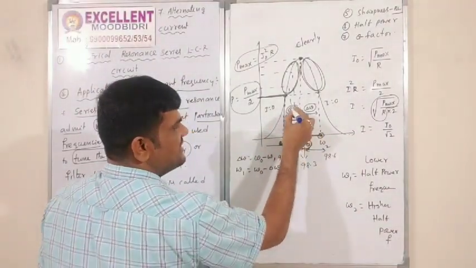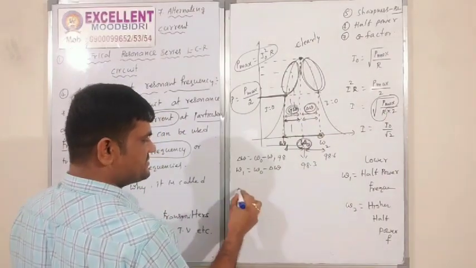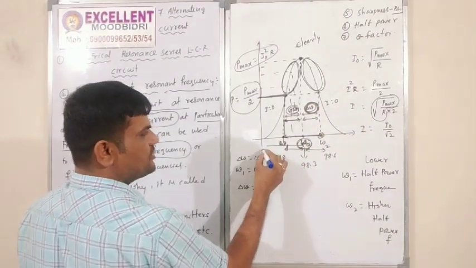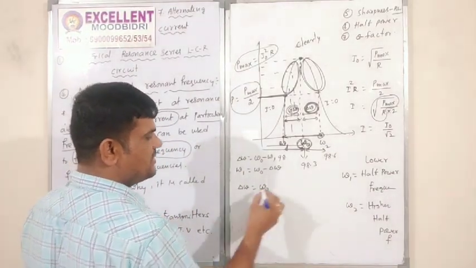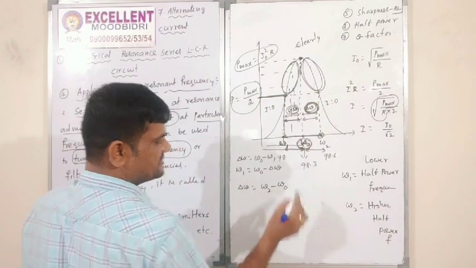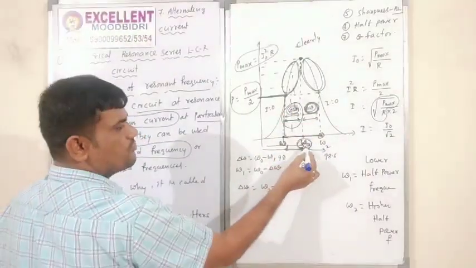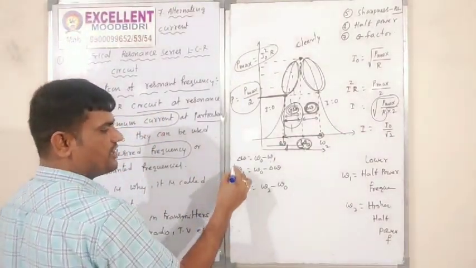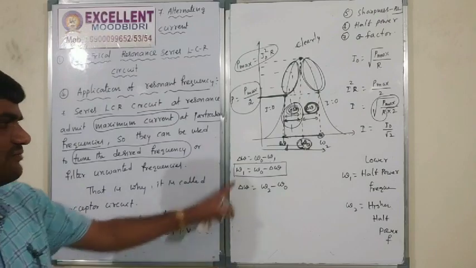This distance I will consider as delta omega. This distance also I will consider as delta omega. Now I am speaking about this one. Delta omega is equal to, from here to here, omega 2 minus omega naught. Correct? Yes or no? For the first one, it is omega naught minus omega 1. So now I got a very, very important formula, the half power frequency formula for omega 1.